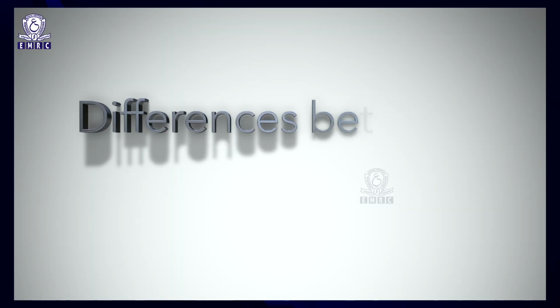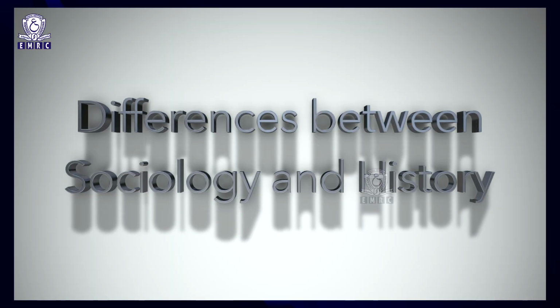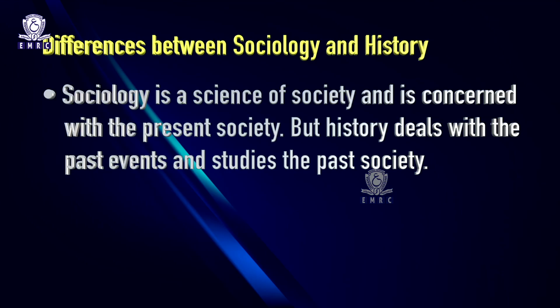History is primarily concerned with the past and essentially tries to account for change over time, but the main focus of sociology continues to be the search for recurring patterns and building generalizations. Now, we discuss the differences between sociology and history. Sociology is a science of society and is concerned with the present society, but history deals with the past events and studies the past society.